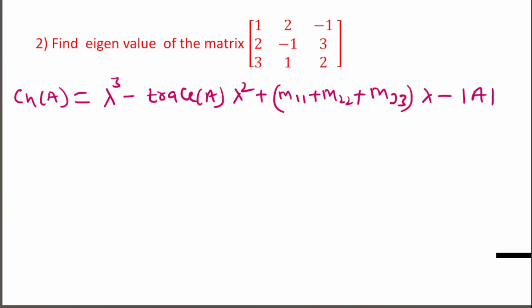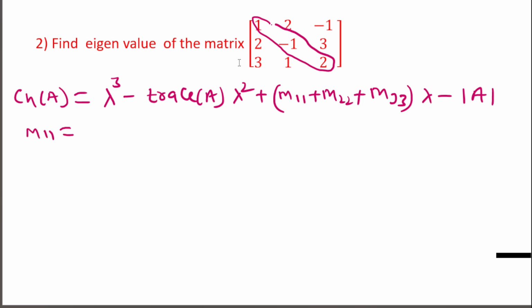Here firstly we have to see what the trace of this matrix is. Trace is the sum of the diagonal elements, that is 1 minus 1 plus 2, which is equal to 2, hence the trace is 2. And next, m11 plus m22 plus m33, the sum of the diagonal minors. Firstly we have to see m11.